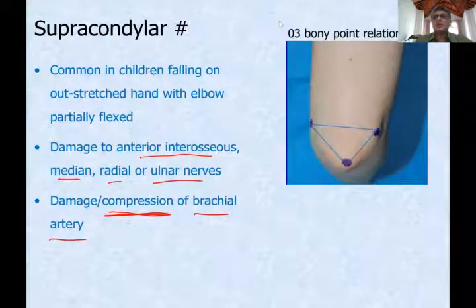Then there's another important point. I'll come back to damage to the brachial artery again. There's another picture coming up here. Before that, I'll show you something else. I'll remove the video again. Okay.